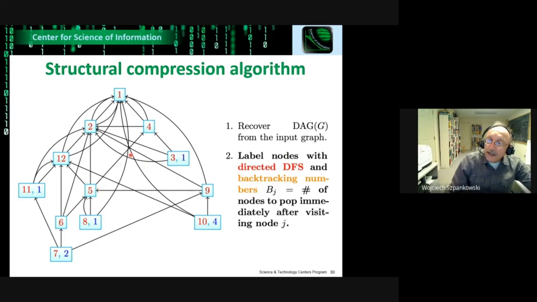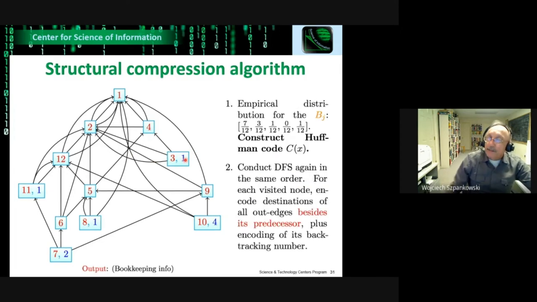First, I will compress the blue numbers optimally. What I do is take the empirical distribution of backtrack numbers. There are 7 out of 12.